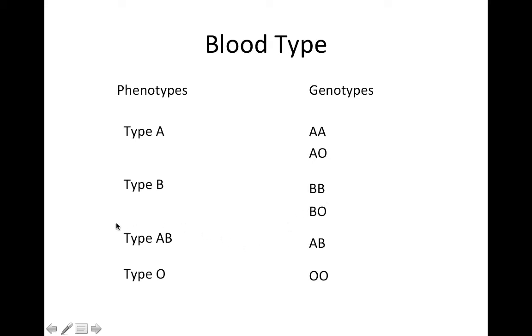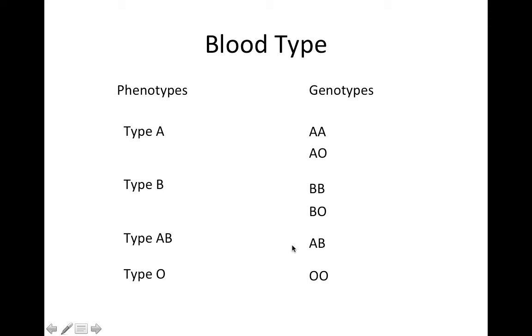A person that is blood type AB, their genotype is one A allele and one B allele. And a person that is blood type O has a genotype that's two O's, because O is recessive to A and B. If they had either A or B, that would be their blood type.